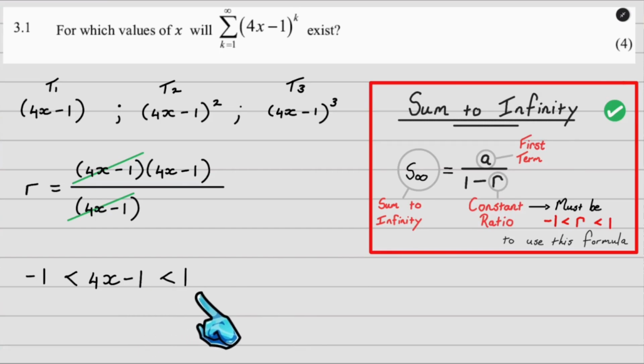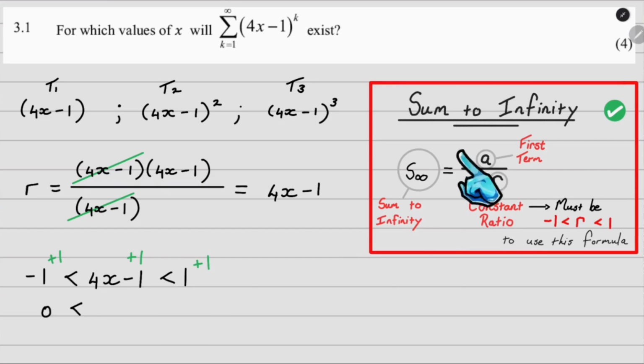So I'm going to plus 1 everywhere. And then minus 1 plus 1 is just 0. Minus 1 plus 1 is 0 again. So I'm only left with 4x in the middle. And 1 plus 1 will give me 2. Now I almost have x on its own. I just need to get rid of this 4. So I divide all 3 sides here by 4.